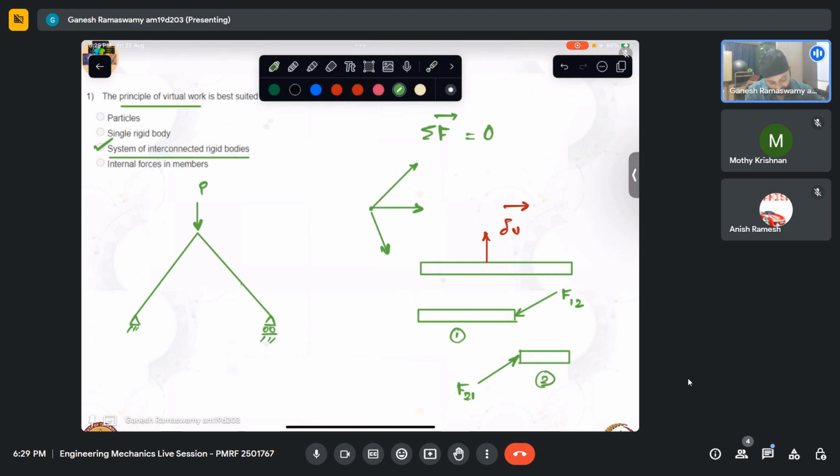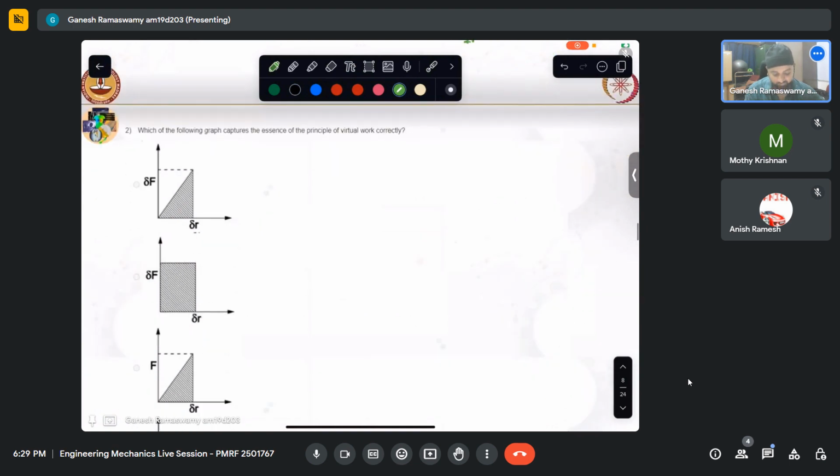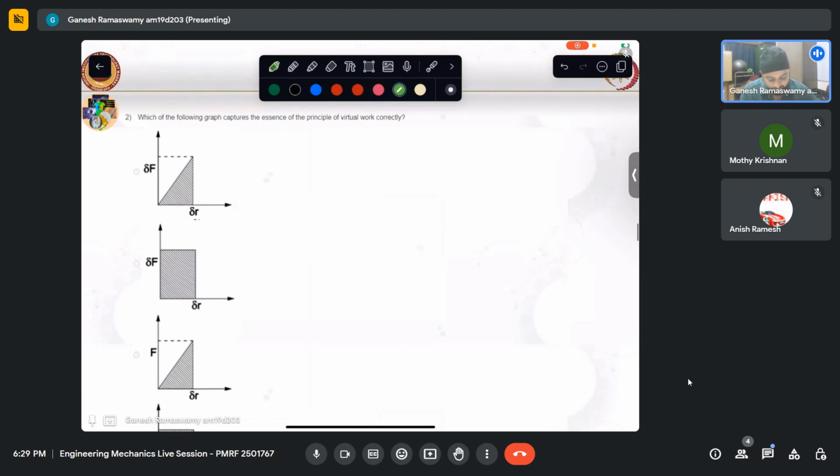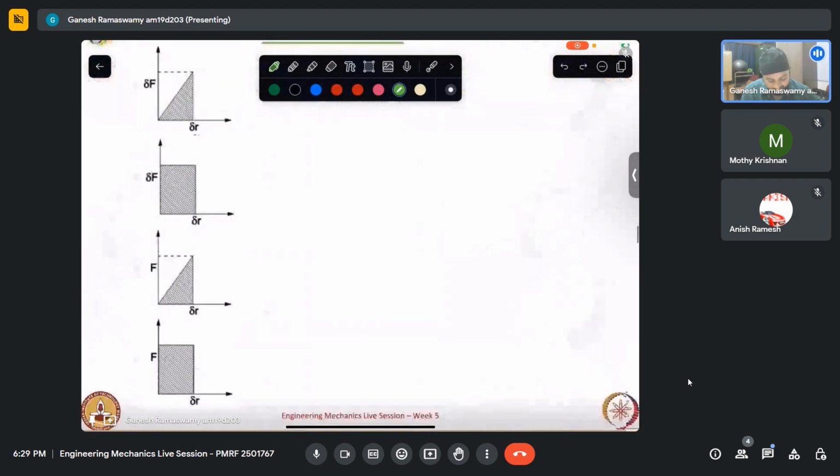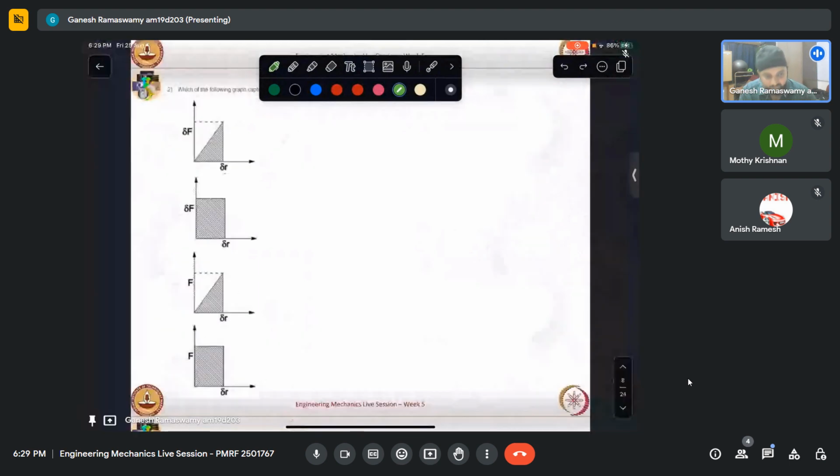Okay. We are just building up to it, and soon we will be entering problems. Okay. So which of the graph captures the essence of the principle of virtual work correctly? So what do these graphs represent? Essentially, the shaded area represents work. It is the area under the curve, so that essentially represents work done. Okay, so in such a case, which of these is representing the correct principle is what we have been asked.